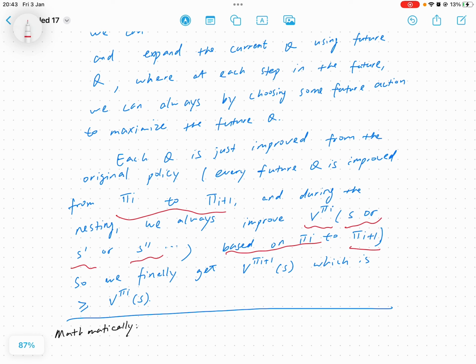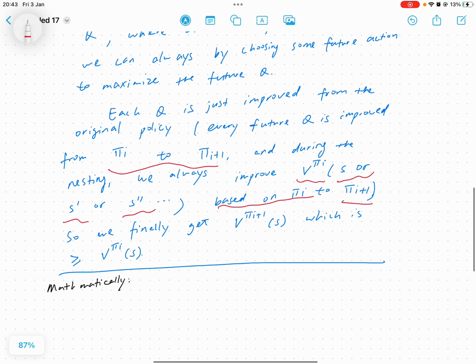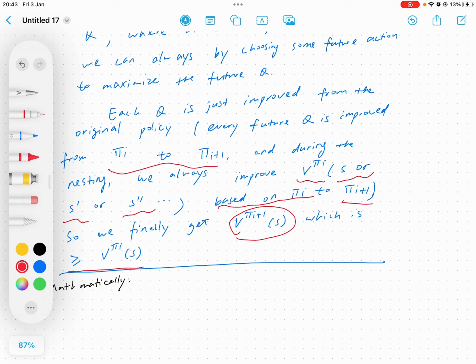Okay, good. So finally, after all those nestings or all those improvements, what we can finally get is simply this pi I plus 1, just one little improvement ahead. And that will give us a value that is greater than or equal to the current policy. All right, good. So now let's try to write some mathematical proof.